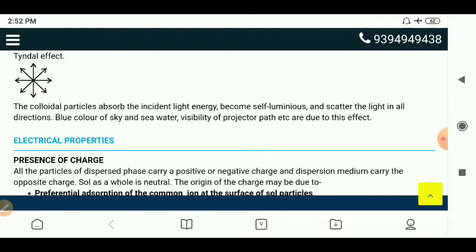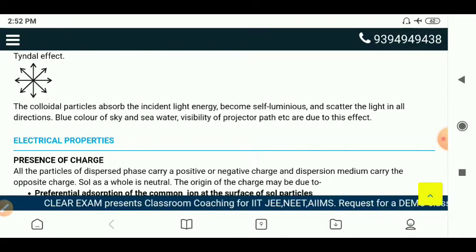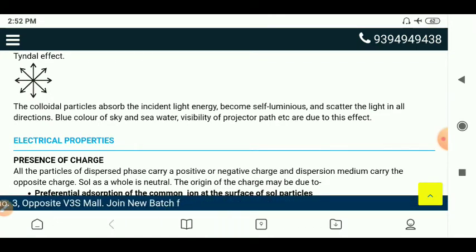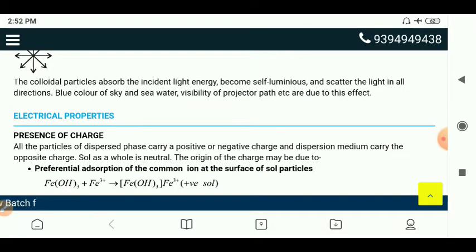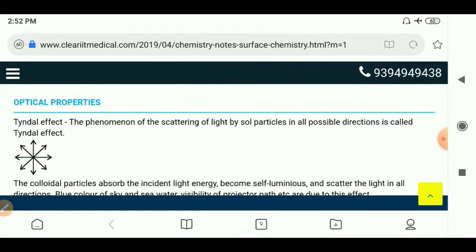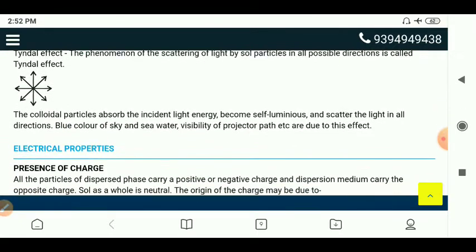Based on this effect, we can explain the blue color of the sky, the blue color of the sea water, and the visibility of the projector path, etc. The sky is shown as blue, and the sea is likewise shown as blue. The visibility of the projector path, everything is due to the Tyndall effect. So that's about the Tyndall effect, which explains the optical property of the colloidal solution.